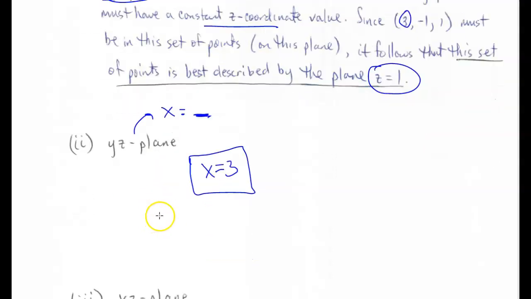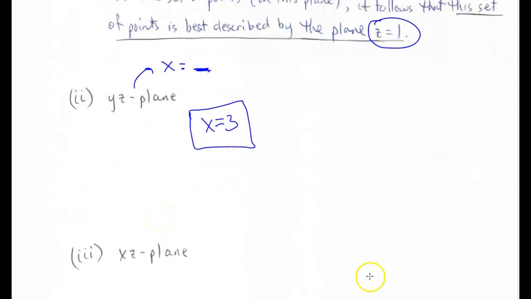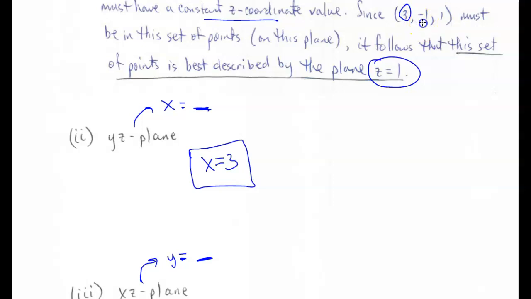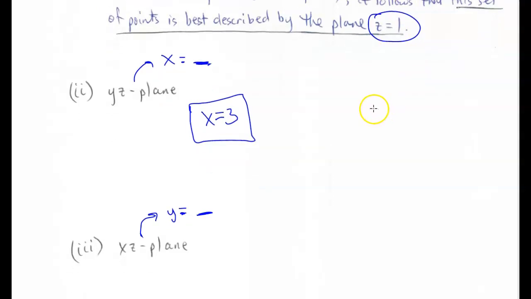And lastly, if we're talking about the xz plane, the xz plane must be described in terms of the constant y value that it has. And of course, the point that we had has a y value of -1. So that means that the plane we're referring to is just going to be the plane y is equal to -1.